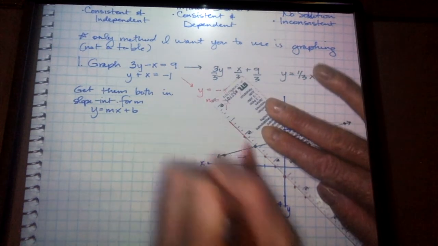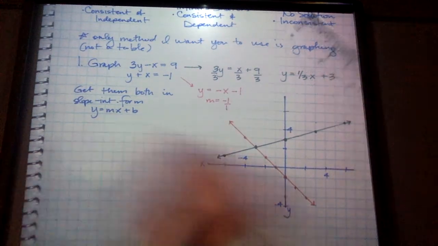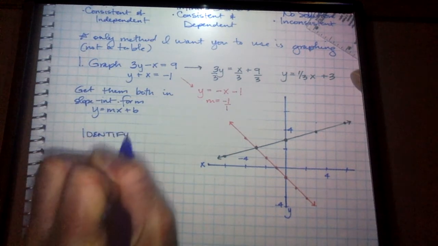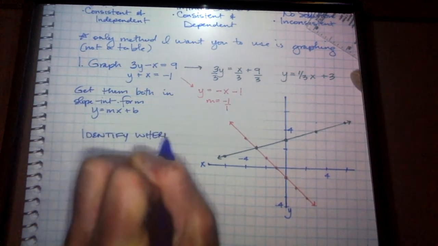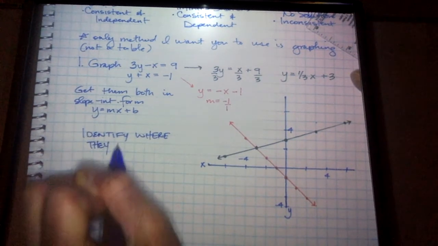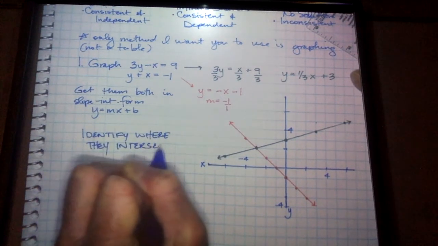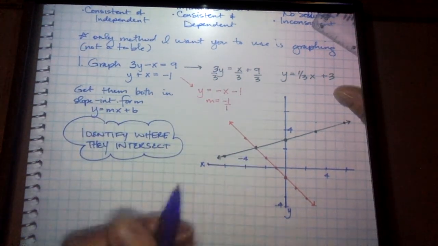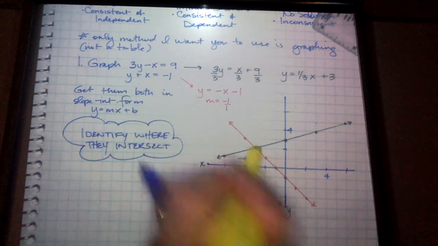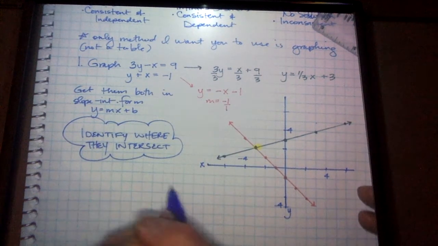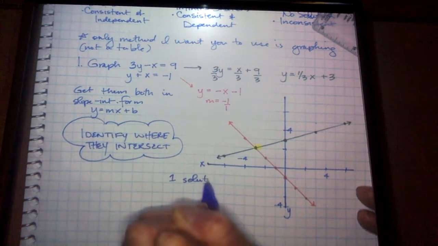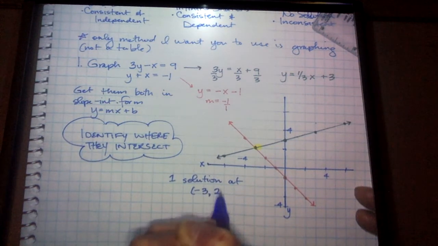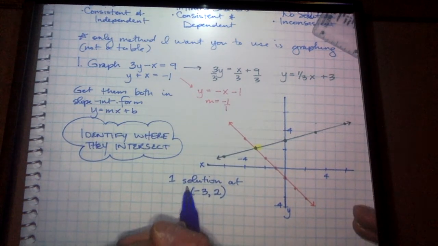So the main thing that you need to do is identify where they intersect. Okay, so I have one solution, and that solution is right here. So I have one solution at negative 3, 2. And that is my answer.